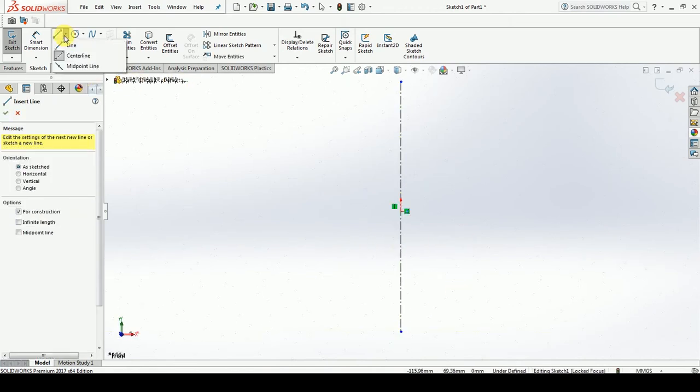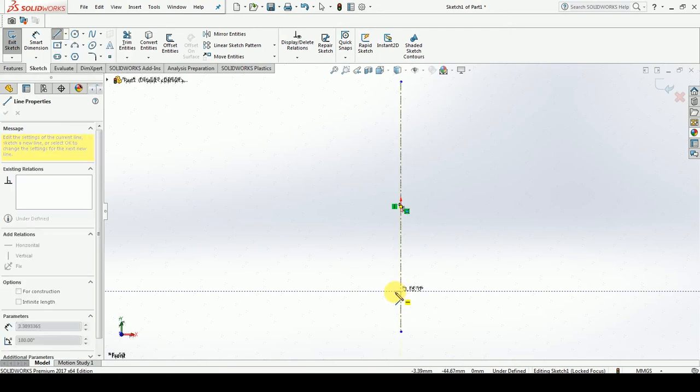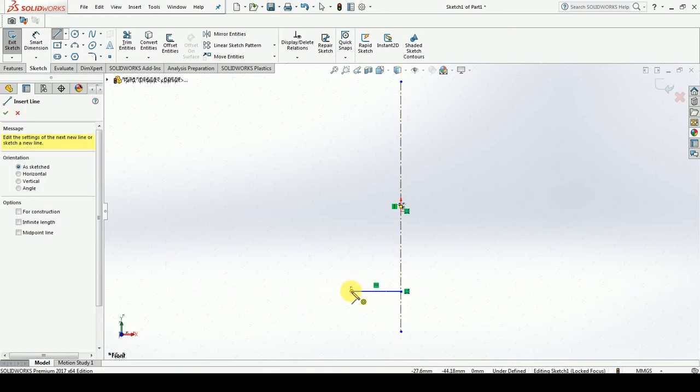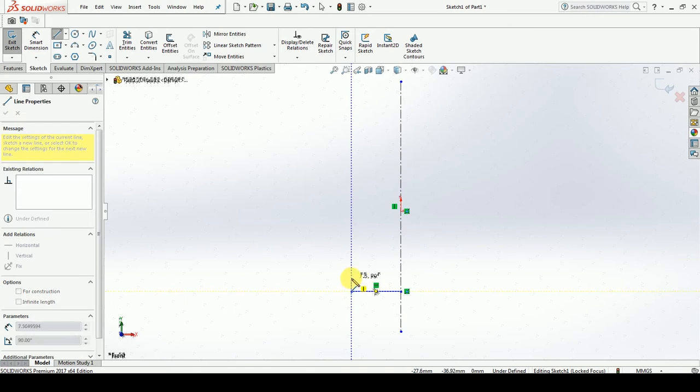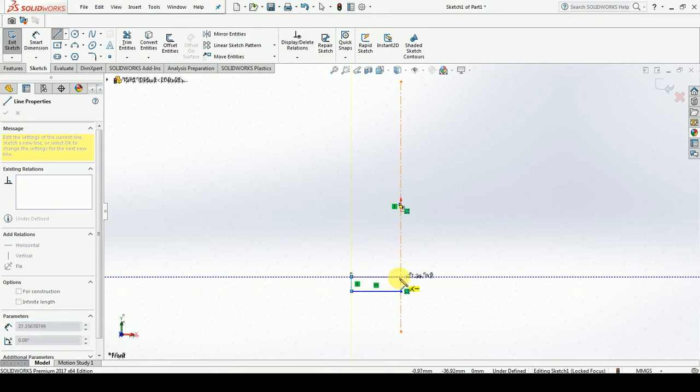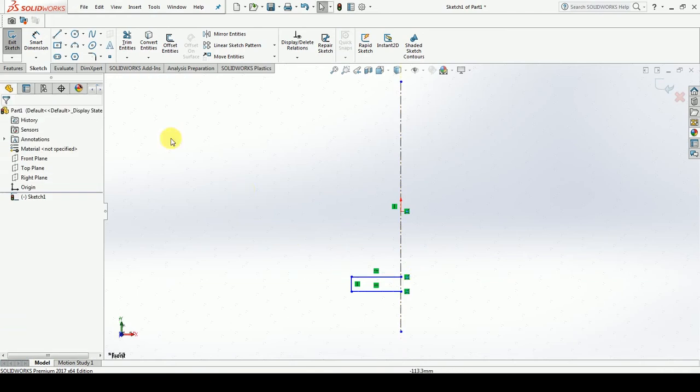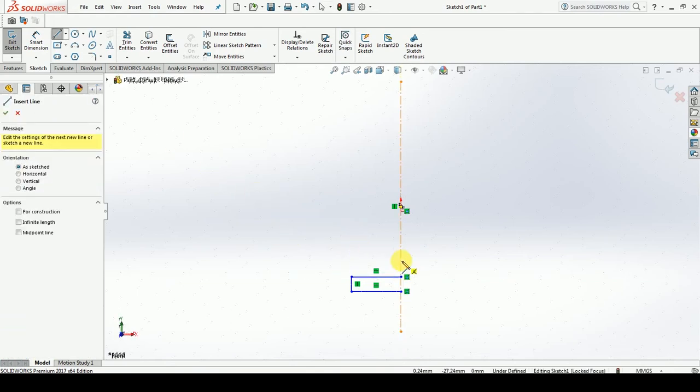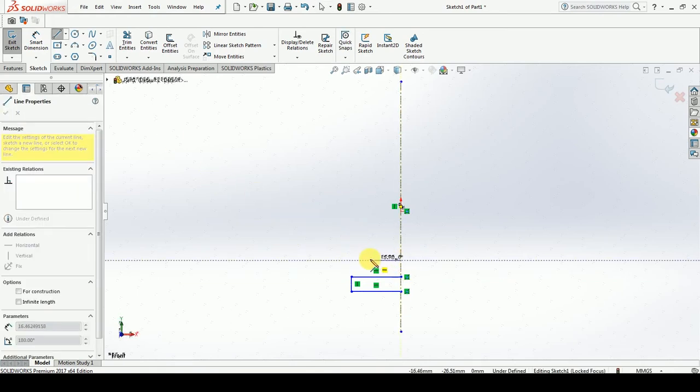then select the normal line. From the center line we have to draw a line horizontally. From the end point of the first line, draw a line vertically, and then again a horizontal line ending at the center line. Again draw a horizontal line from the center line.